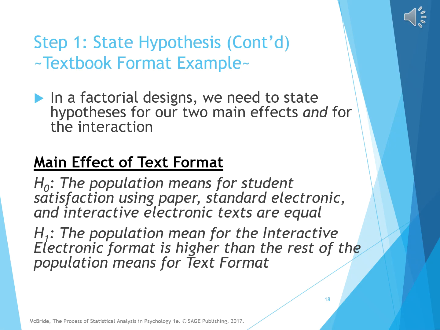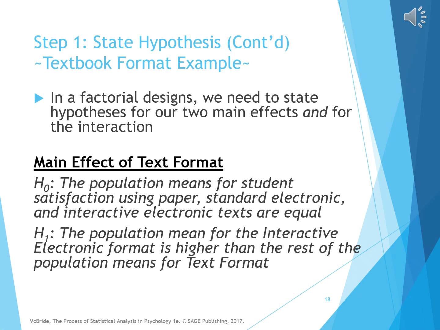So in step 1 of hypothesis testing, we're going to state our hypotheses. And we need 3 different hypotheses because we're going to test 3 different things. This first hypothesis is for the main effect of just textbook format. The null hypothesis is going to be just like a one-way ANOVA from last chapter. The population means for student satisfaction using paper, standard electronic, and interactive electronic texts are all equal, meaning none of the textbook formats are going to have significantly different student satisfaction ratings. That's what the null hypothesis would say.